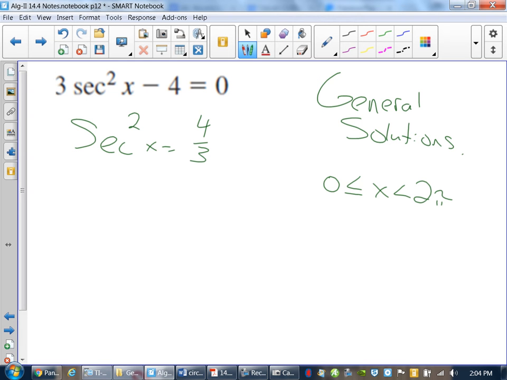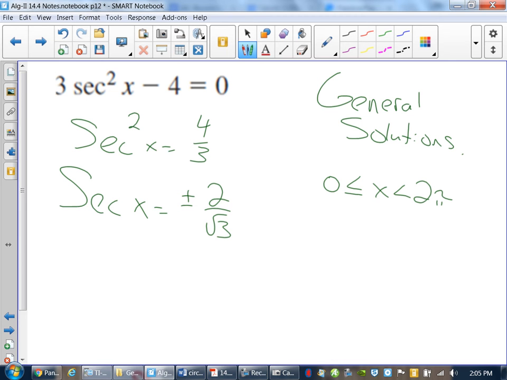So we get secant of x is plus or minus the square root of 4 over 3, which is 2 over root 3. I'm not rationalizing anything. I'm not bothering with any of that because remember, by leaving it in an unrationalized state, it's going to be easier to see where things are going.